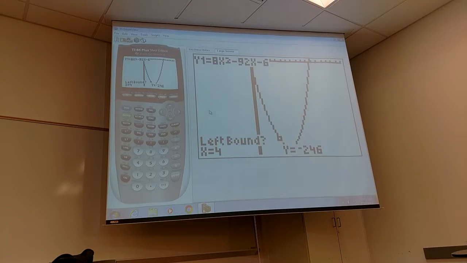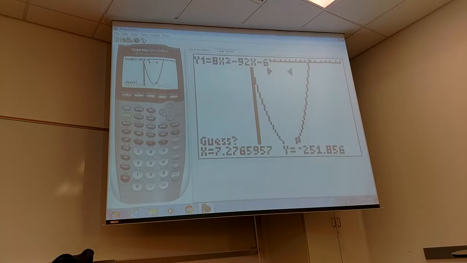It's going to ask for a left bound, a right bound, and that just tells it where to search. And then it's going to ask for a guess. So just make sure that you're to the left of what you want and hit enter. Now it's going to ask for a right bound, so we're going to go to the right of the answer, anywhere to the right of it, hit enter.